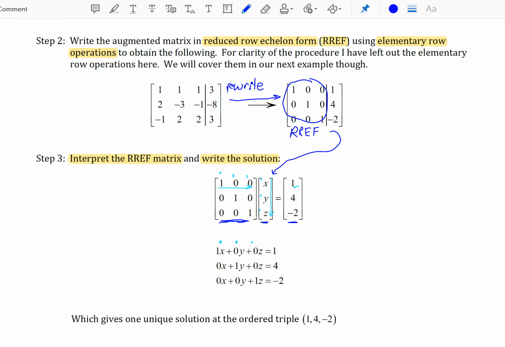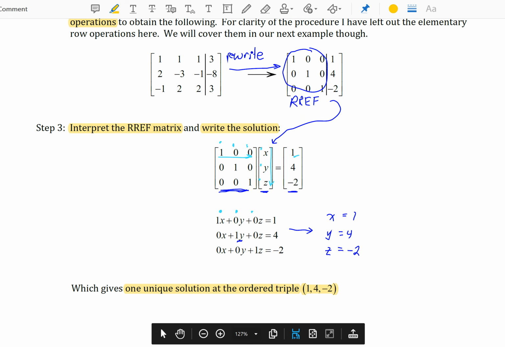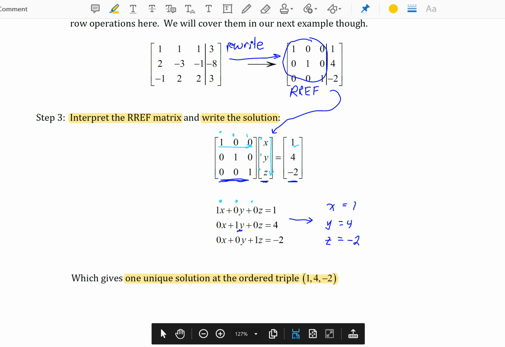Of course, all these zeros may not be necessary, so maybe I could write this as just x equals 1, or y equals 4, or z equals -2. This gives us our one unique solution at the ordered triple 1, 4, -2.